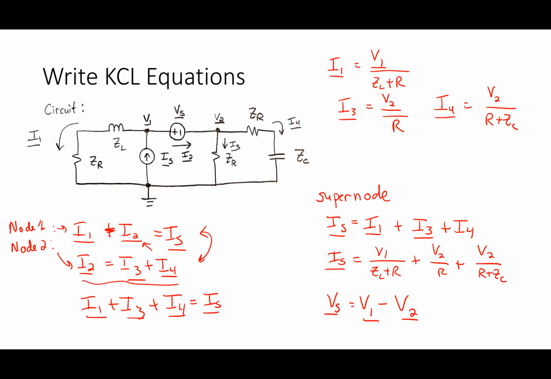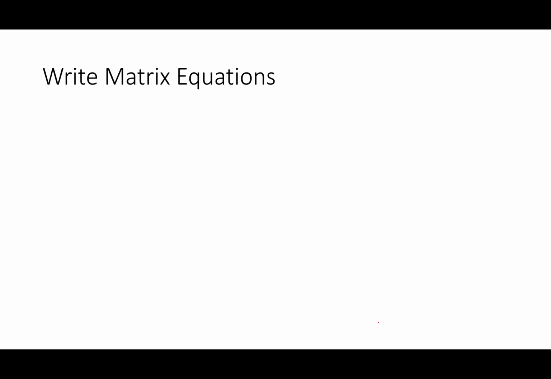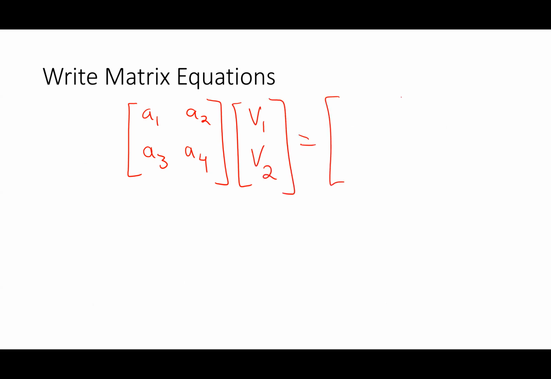All right. So Vs equals V1 minus V2. That's an equation for me. I want to get this into the form where it looks like this: A1, A2, A3, A4 times V1, V2 equals something over here. All right, that's the way I try to approach this thing.